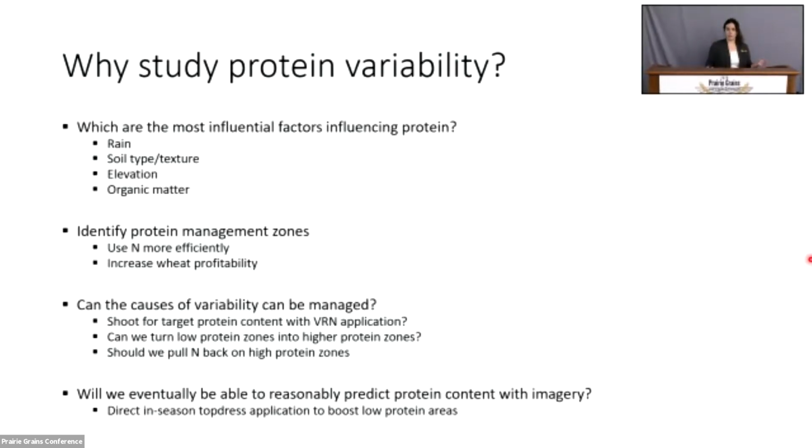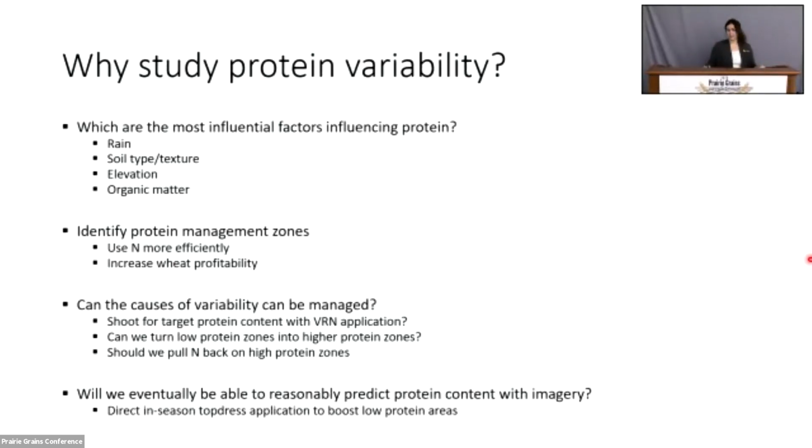Is it possible for us to shoot for a protein goal like we do with yield goals in those zones? Can we bring up those high yielding, low protein zones into high yielding medium protein zones or high protein zones? And should we pull back nitrogen on those low yielding, high protein zones? If you're getting a low yield and you find that you're getting 15%, 16% protein in a low yielding zone, can you pull some nitrogen back on that area?